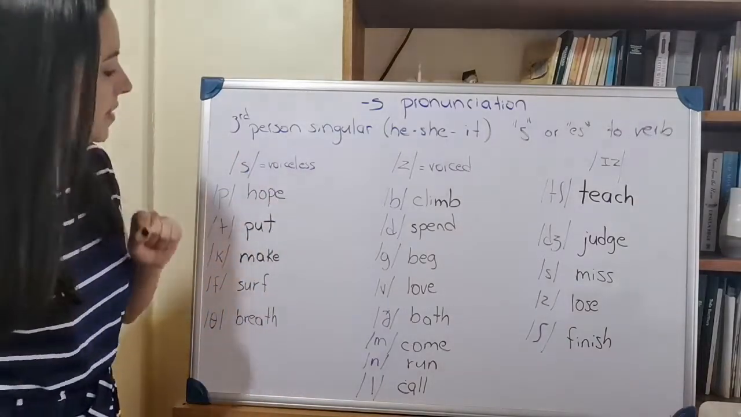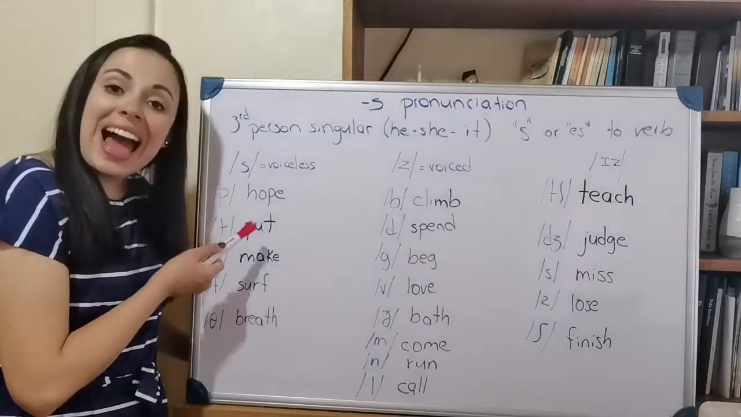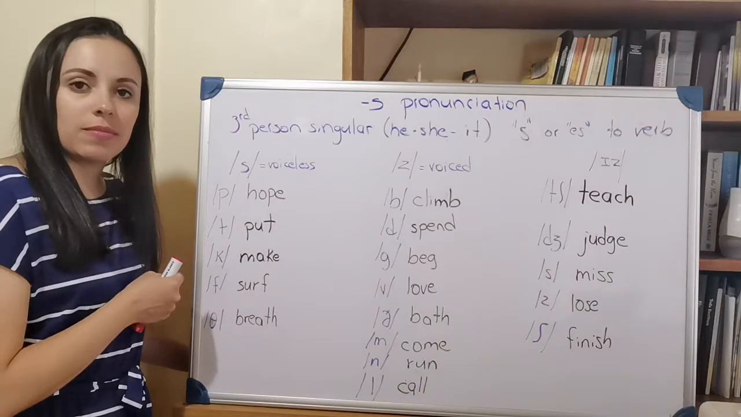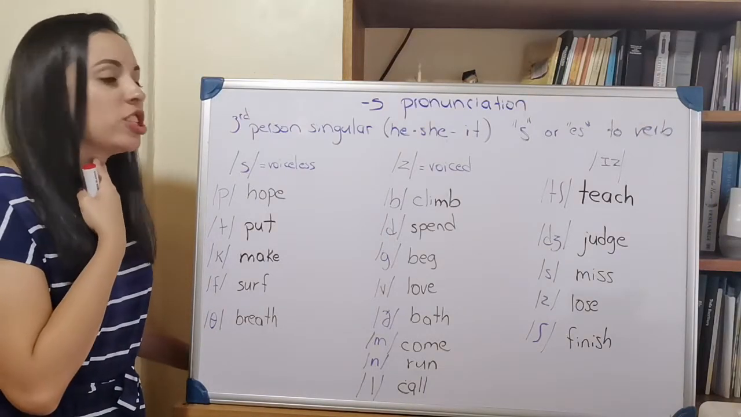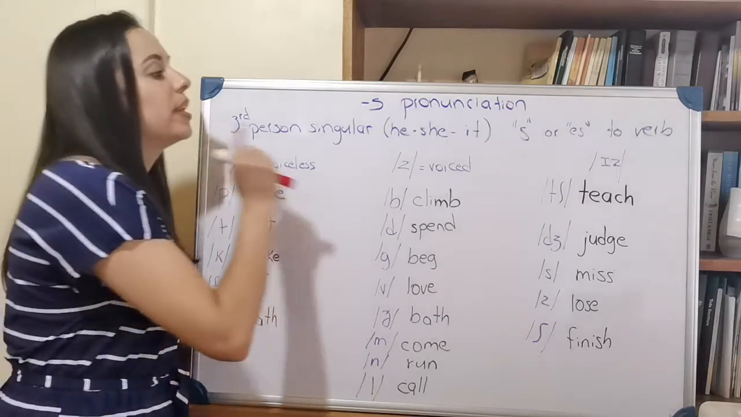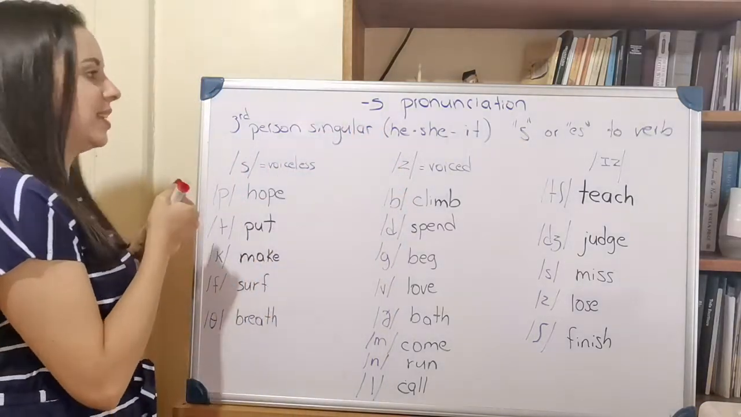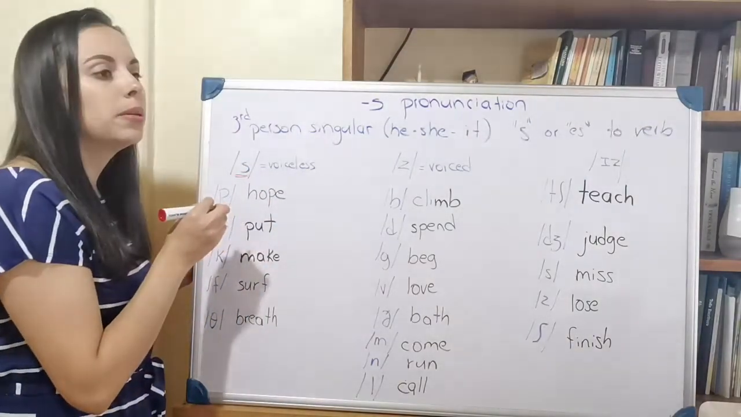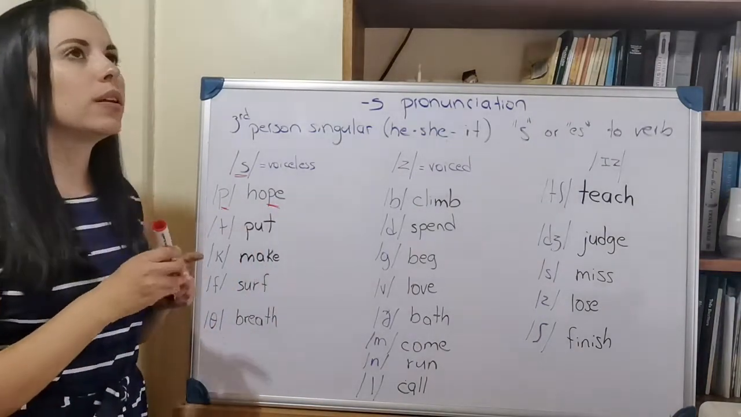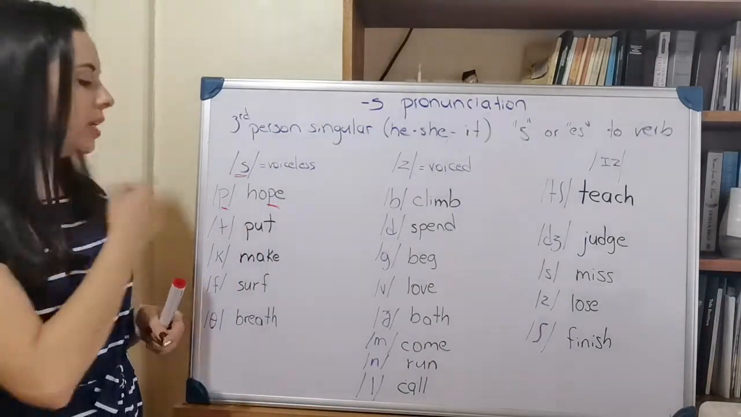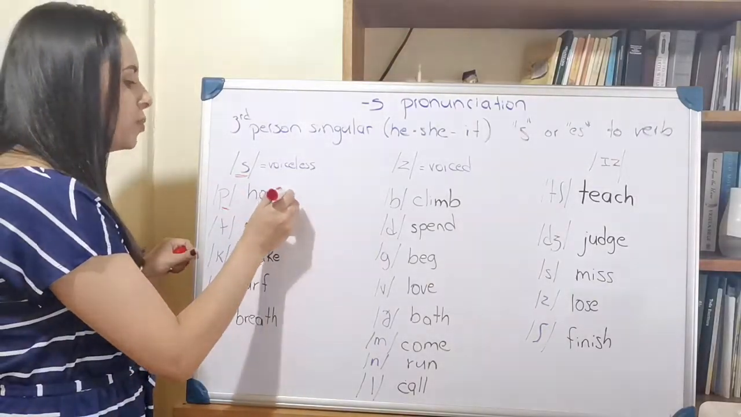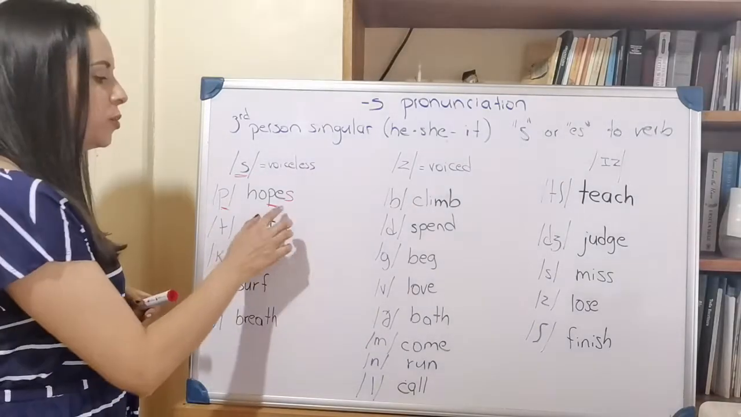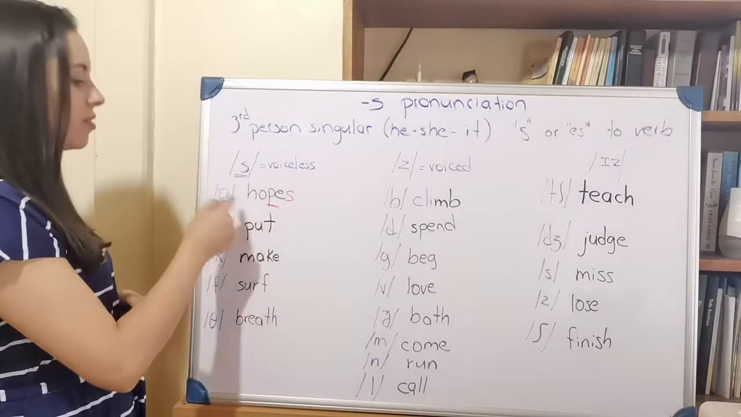The first rule says, when the last sound of the verb is voiceless, when the last sound of the verb doesn't have vibration, we pronounce the S as an S. Okay? As an S. For example, with the sound p, the verb hope. The last sound of hope is P. So when we say that she hopes to get into the university this year, she hopes, this S is pronounced as S.